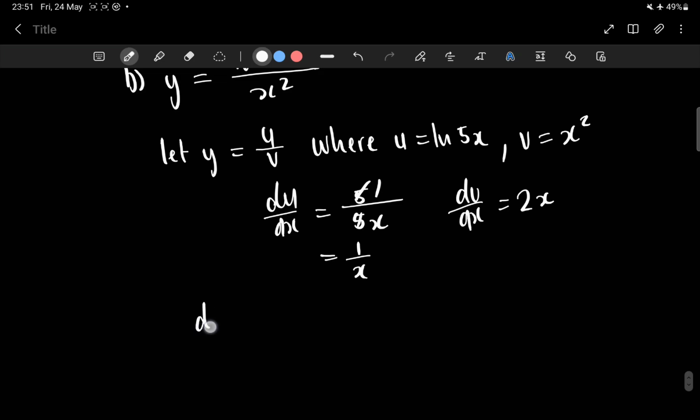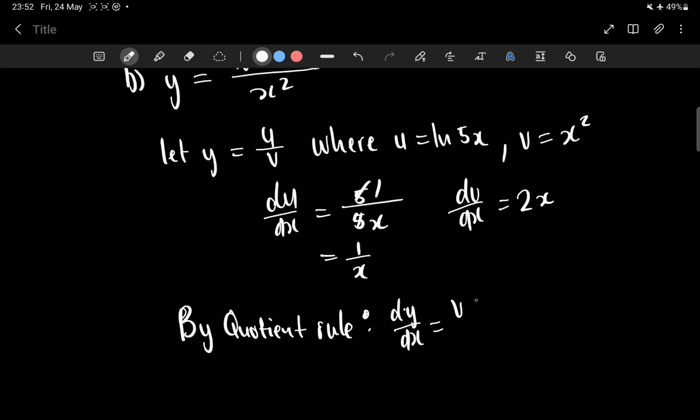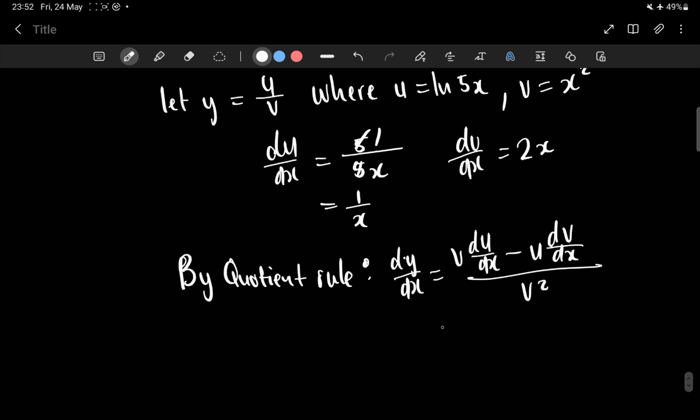So now I can say that dy dx, you can say by quotient rule. Remember, we are using the quotient rule, okay? Don't ever make a mistake here. By quotient rule, you can now say that dy dx is equal to low v times d high du dx minus high u times the bottom dv dx, d low, all over square the bottom v squared, which is going to be, what's v? We just go and pick.